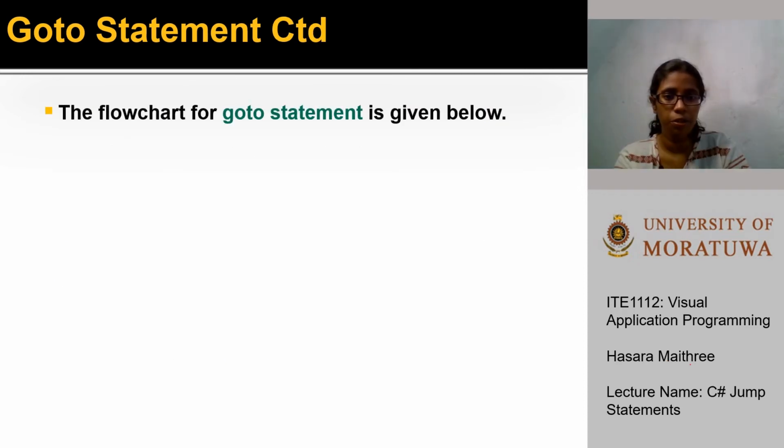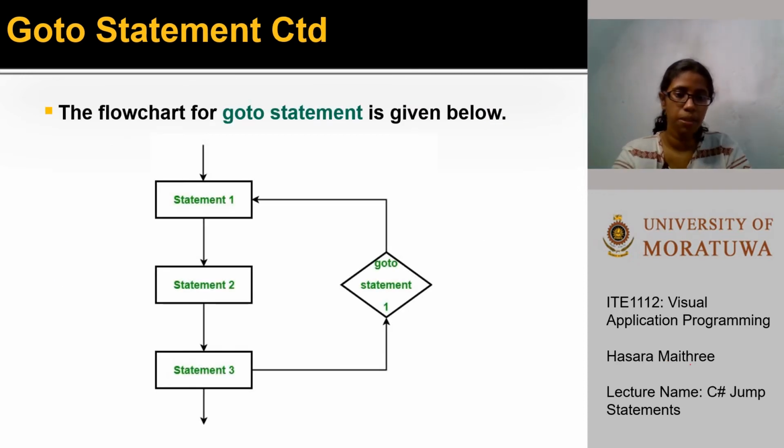Now let's look into the flowchart of the goto statement. Here you can see that we are executing statement 1, 2, 3, and at statement 3 we can have a goto statement saying go to statement 1, so that the program control will be passed back to statement 1. You can see that this will be a continuous loop.